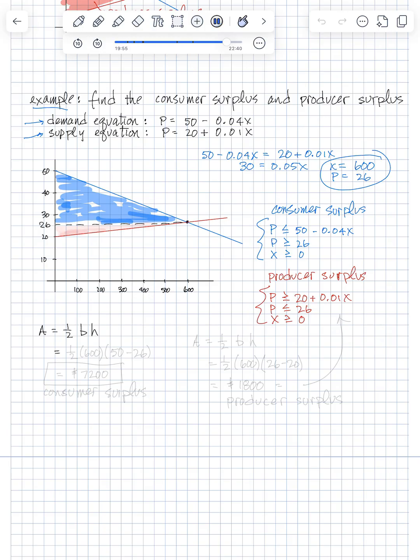So 1/2, the base is 600, and the height is going to be 50 minus 26. So that works out to 50 minus 26 is 24. Half of 24 is 12. 12 times 600 is $7,200. Now what that means is that's the amount of dollars that consumers would be willing to pay above what they actually paid. So this is the consumer surplus.